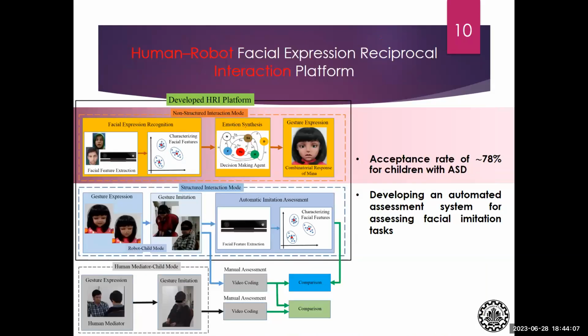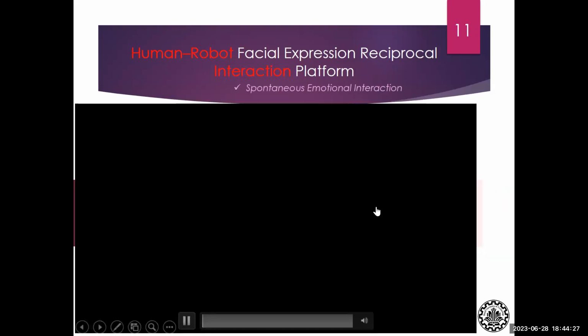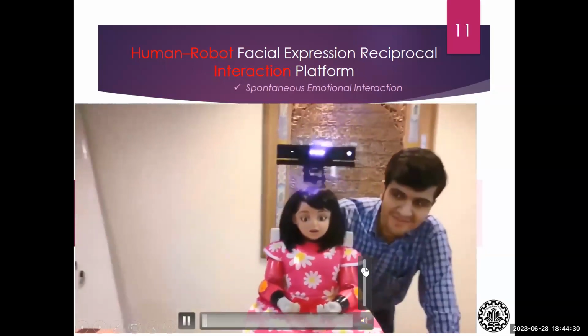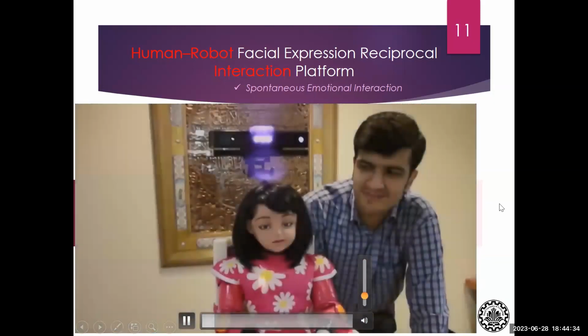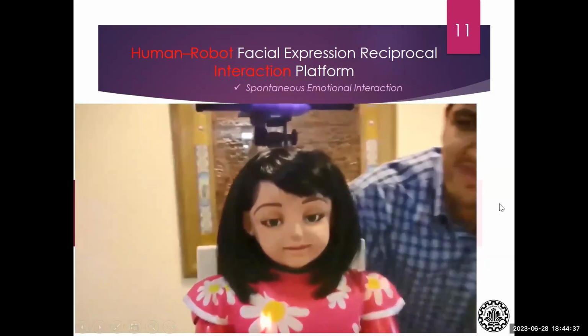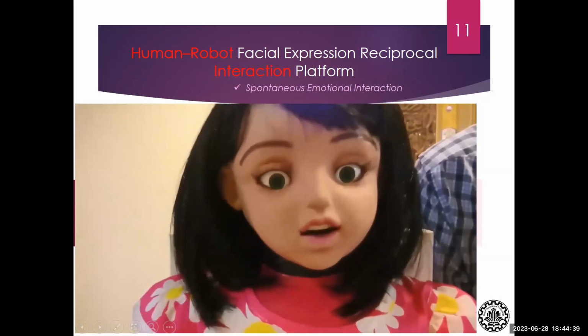In another study, we designed a human-robot facial expression reciprocal interaction platform. By using AI algorithms, the robot was empowered to recognize the facial expression of the children automatically. It could also assess the children's performance automatically too. The robot's name is Alice by Robokind Hansen Company. We called it Mina, an Iranian name for girls.